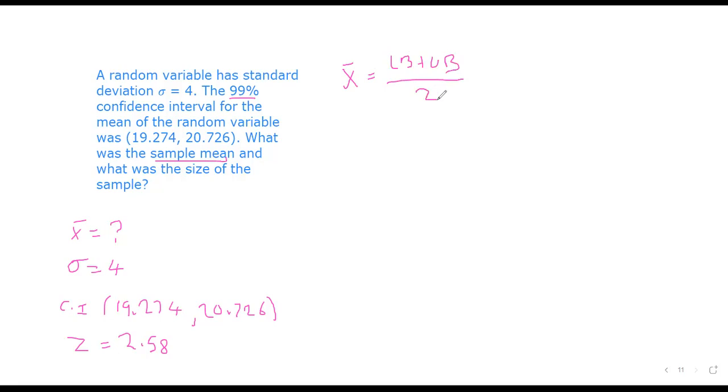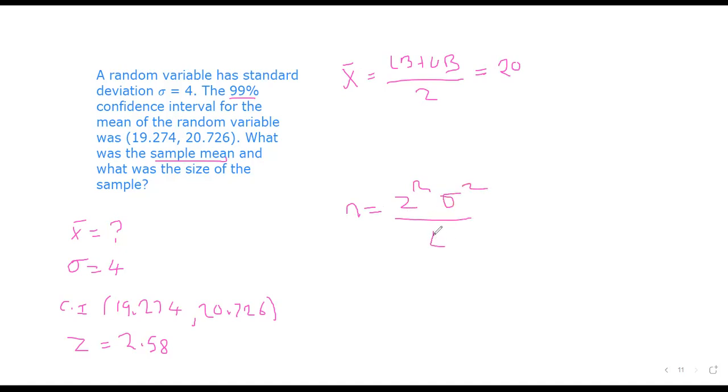What is our lower bound? 19.274. So somebody else calculate, please. Anyone else who should find the mean? They've already given you the formula. Quickly. The answer is 20. Answer is 20. All right. Then we've been asked to find what? The sample size. But the sample size needs what? An error. So we need to know what the error is.